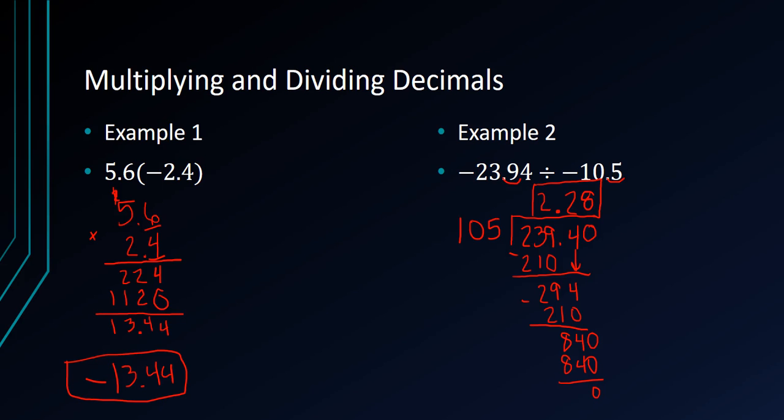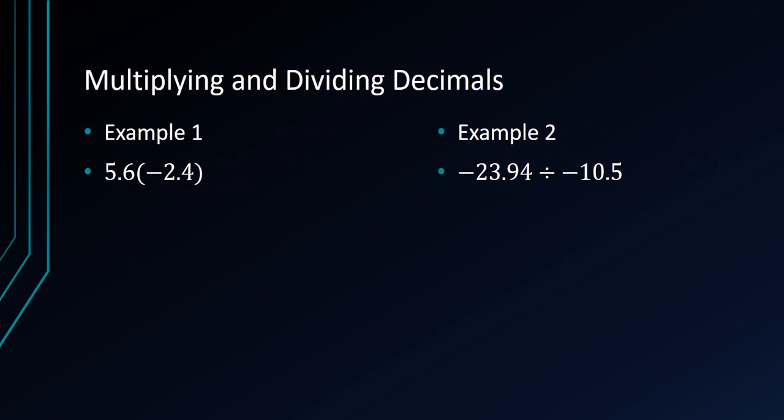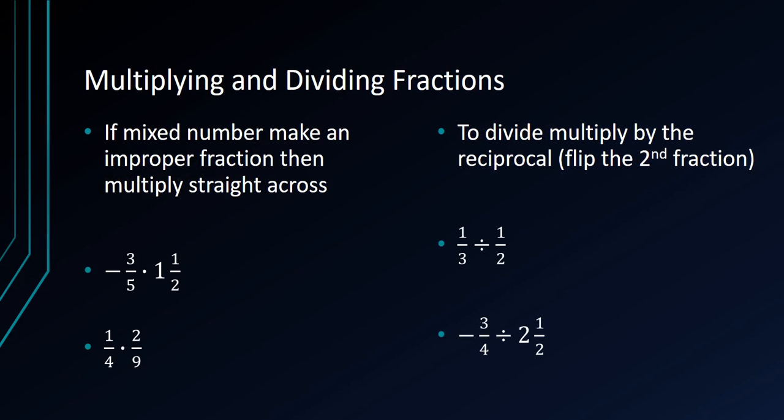So that's it for multiplying and dividing decimals. So actually, when we were adding and subtracting, decimals were the easier of the two out of decimals and fractions, but when we're multiplying and dividing, fractions are actually easier. So for multiplying and dividing fractions, if it's a mixed number, make it an improper fraction, and then we can just multiply straight across.